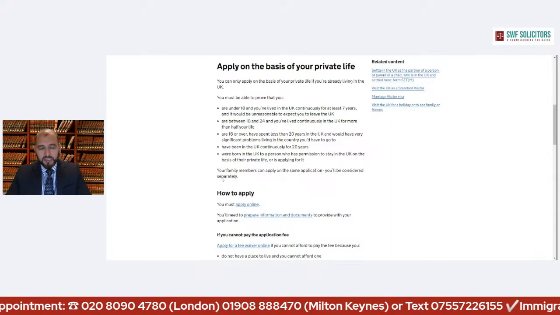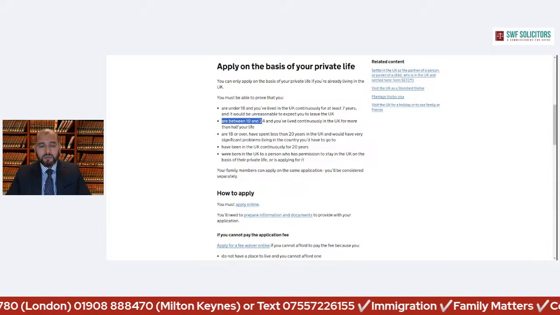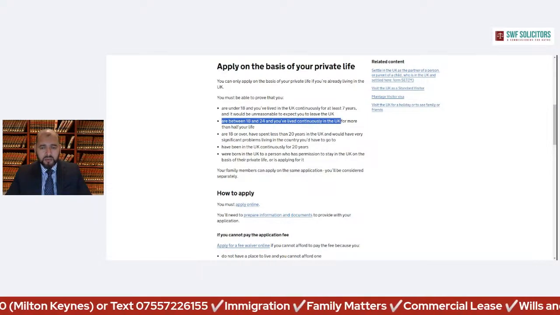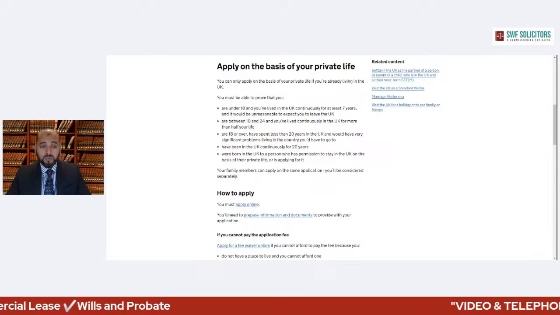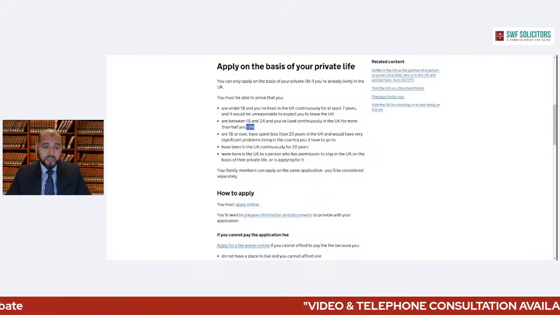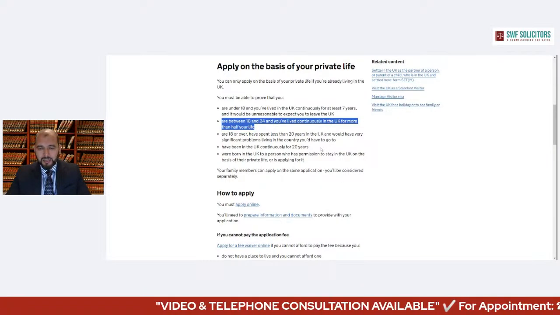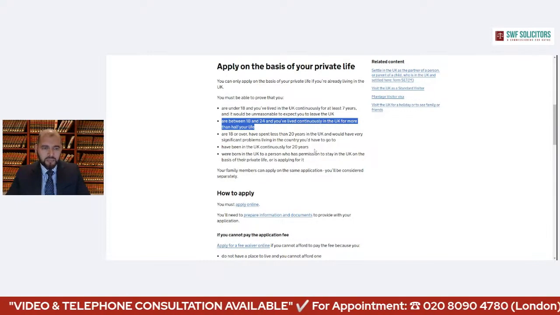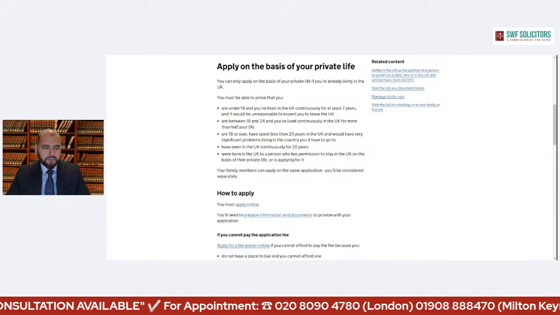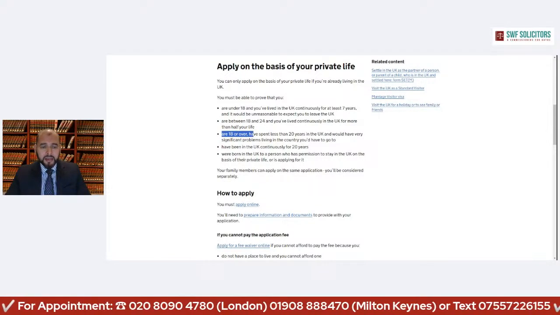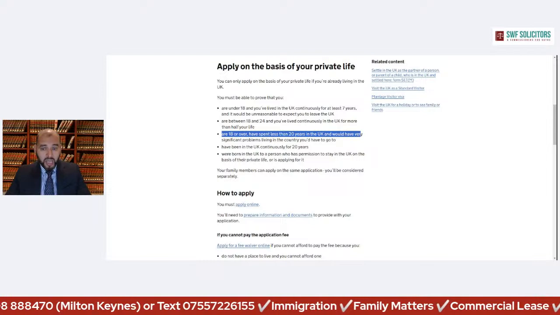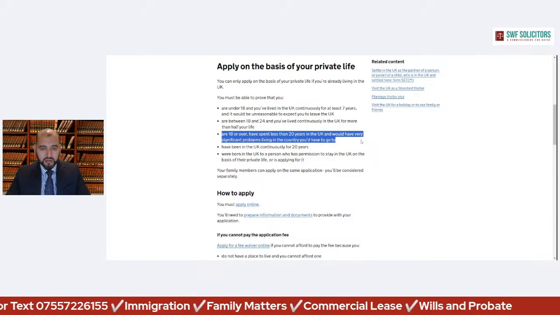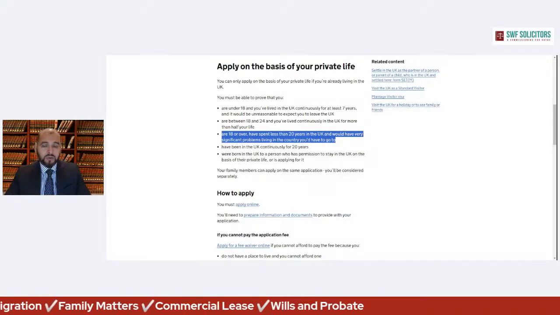The second category is those aged between 18 and 24 who have lived continuously in the UK for more than half of their life. So if you are aged 18 to 24 and have spent, for example, more than 12 years in the UK, you are also eligible on a private life basis. The third category is if you are 18 or over and have spent less than 20 years in the UK.